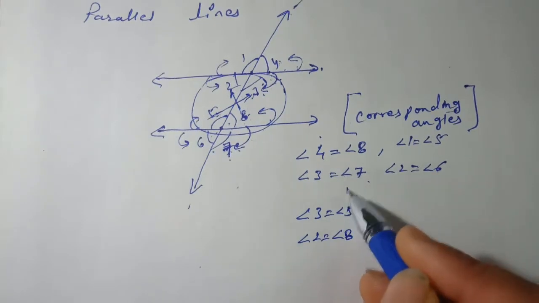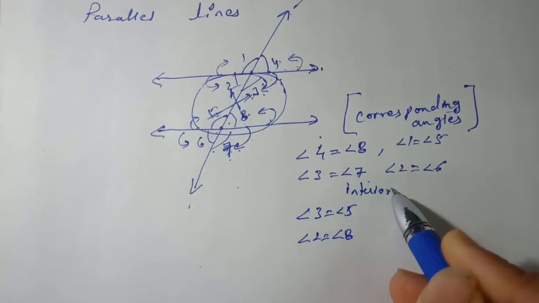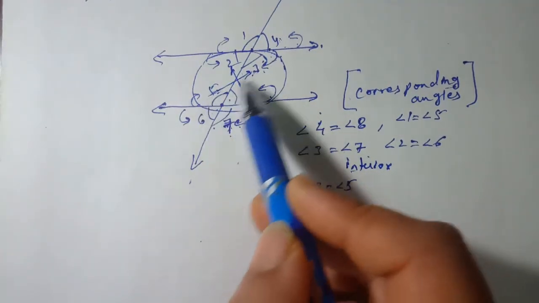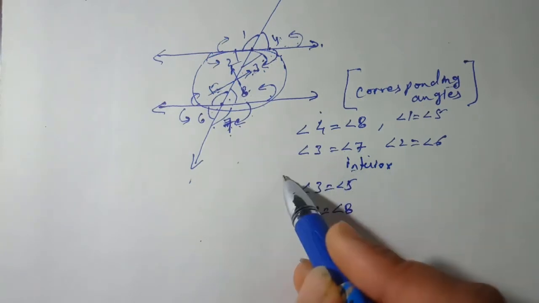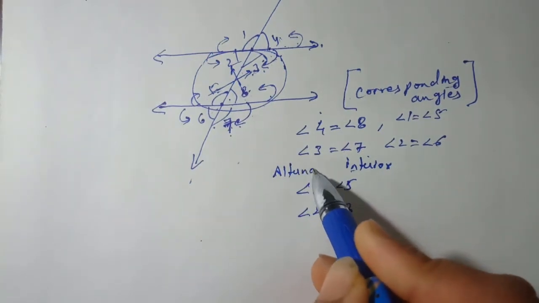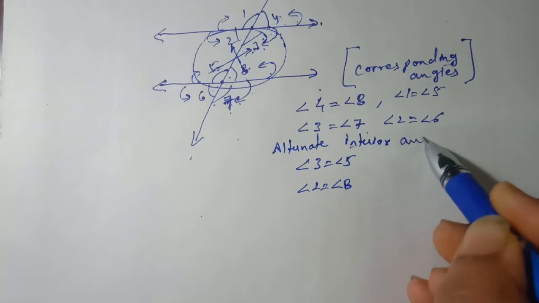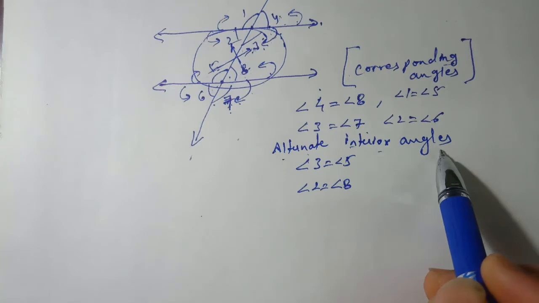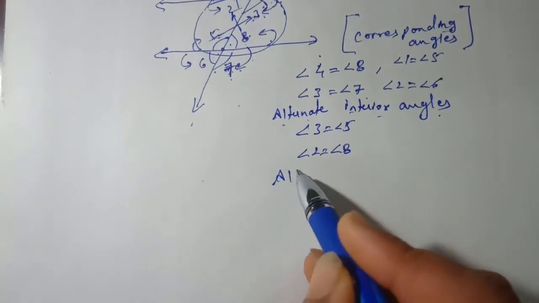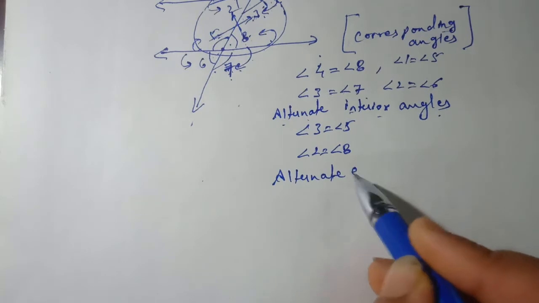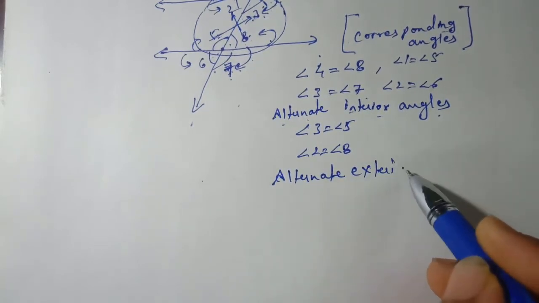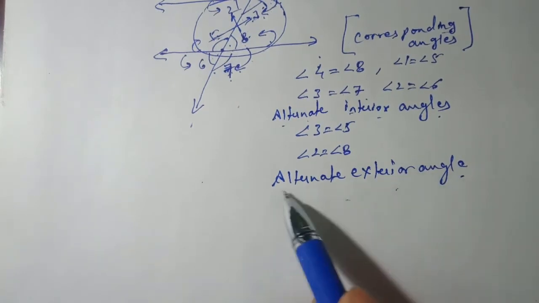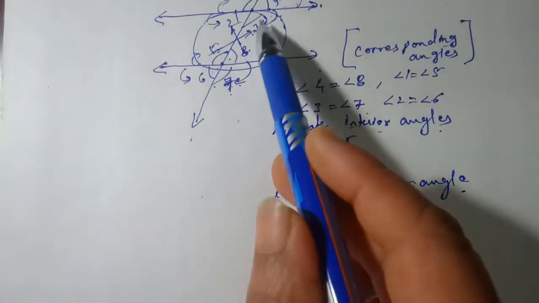Since they lie in the interior, the word interior will be there. But what type of interior? We are taking them on both sides of the transversal, so the word used for it is alternate interior angles. So what type of angles are they? Alternate interior angles. In the same way we can find the alternate exterior angles. Exterior means outside the parallel lines. Alternate means on both sides of the transversal.